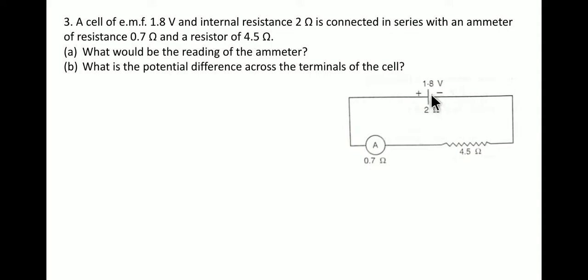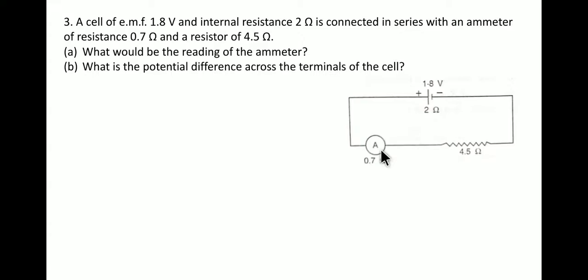There is a cell over here of EMF 1.8 volt. Its internal resistance is equal to 2 ohms, and here this ammeter also has some resistance of 0.7 ohms, and there is an external resistance of 4.5 ohms. All of them are connected in series. What would be the reading of the ammeter? That's the question. And what is the potential difference across the terminals of the cell? So you have to find the potential difference and also the ammeter reading, just like the previous question.